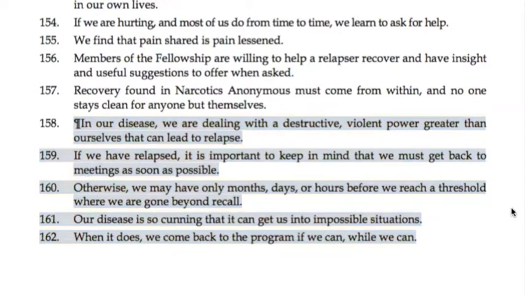Yes, my name is Rhonda and I'm truly an addict. Hi, Rhonda. In our disease, we are dealing with a destructive, violent power greater than ourselves that can lead to relapse. If we have relapsed, it is important to keep in mind that we must get back to meetings as soon as possible. Otherwise, we may have only months, days, or hours before we reach a threshold where we are gone beyond recall. Our disease is so cunning that it can get us into impossible situations. When it does, we come back to the program if we can, while we can.